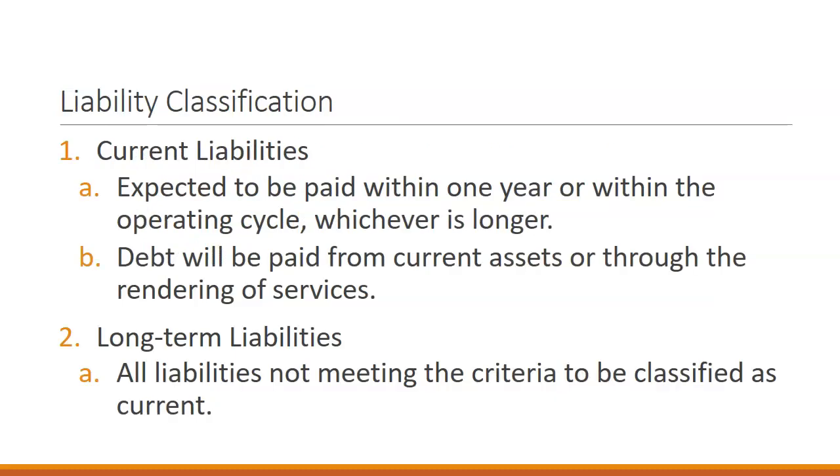So we also have current and long-term liabilities. These follow the same rules as current and long-term assets. Current liabilities are expected to be paid within 1 year or the operating cycle, and they're paid from current assets. Long-term liabilities are anything that are on our books for longer than 1 year or a current operating cycle, whichever is longer.